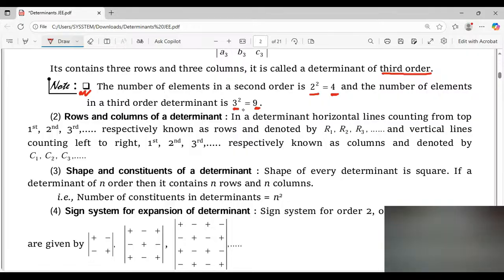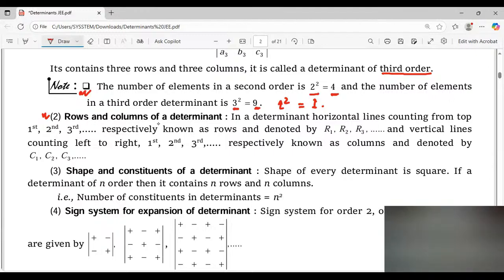So let's see here, if we have an idea about the order of the determinant, then we have no problem finding the total number of elements in this determinant. So the number of elements in a first order determinant will be 1 to the power 2, equal to 1. So here the number of elements will be 1 when the order of the determinant is 1.